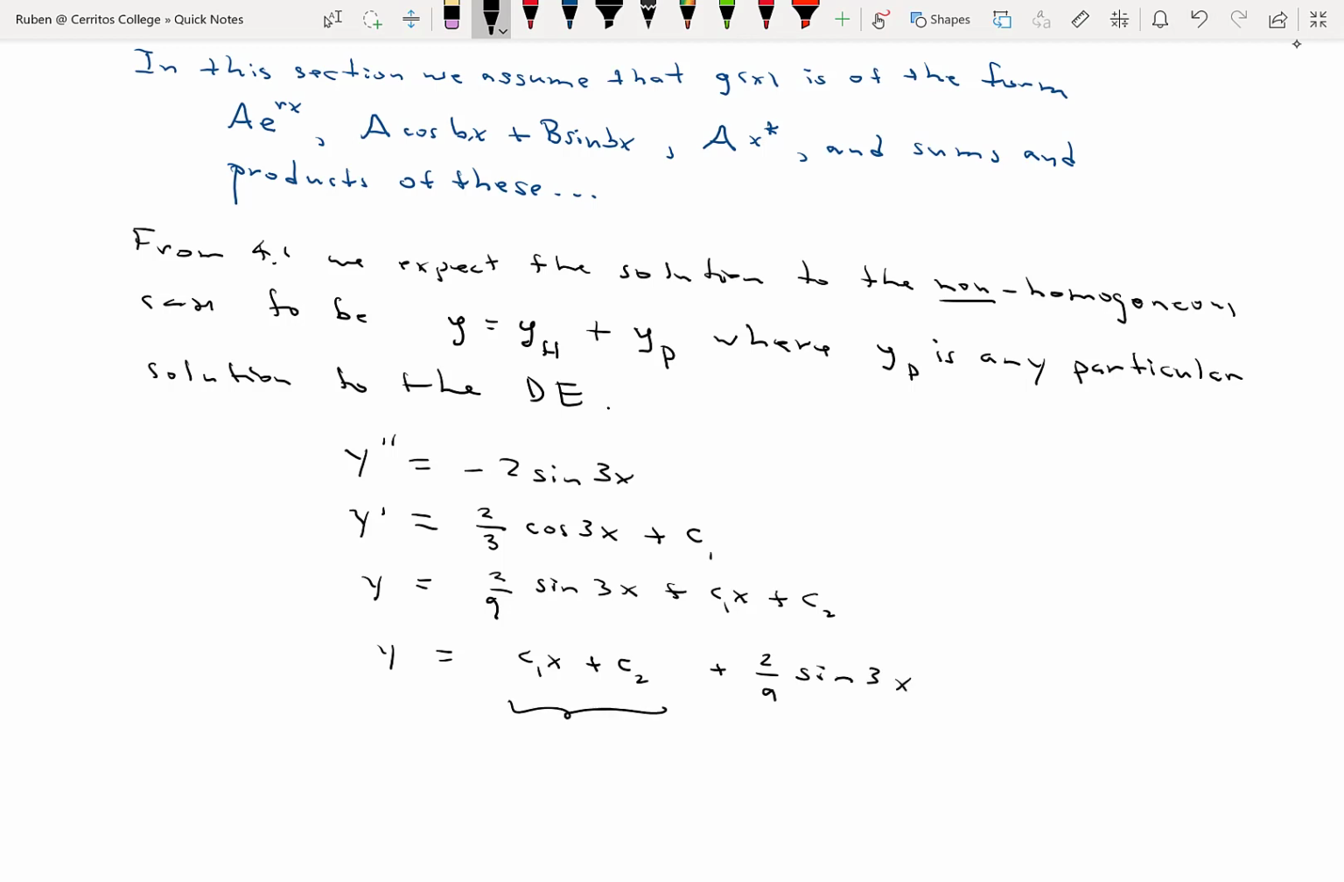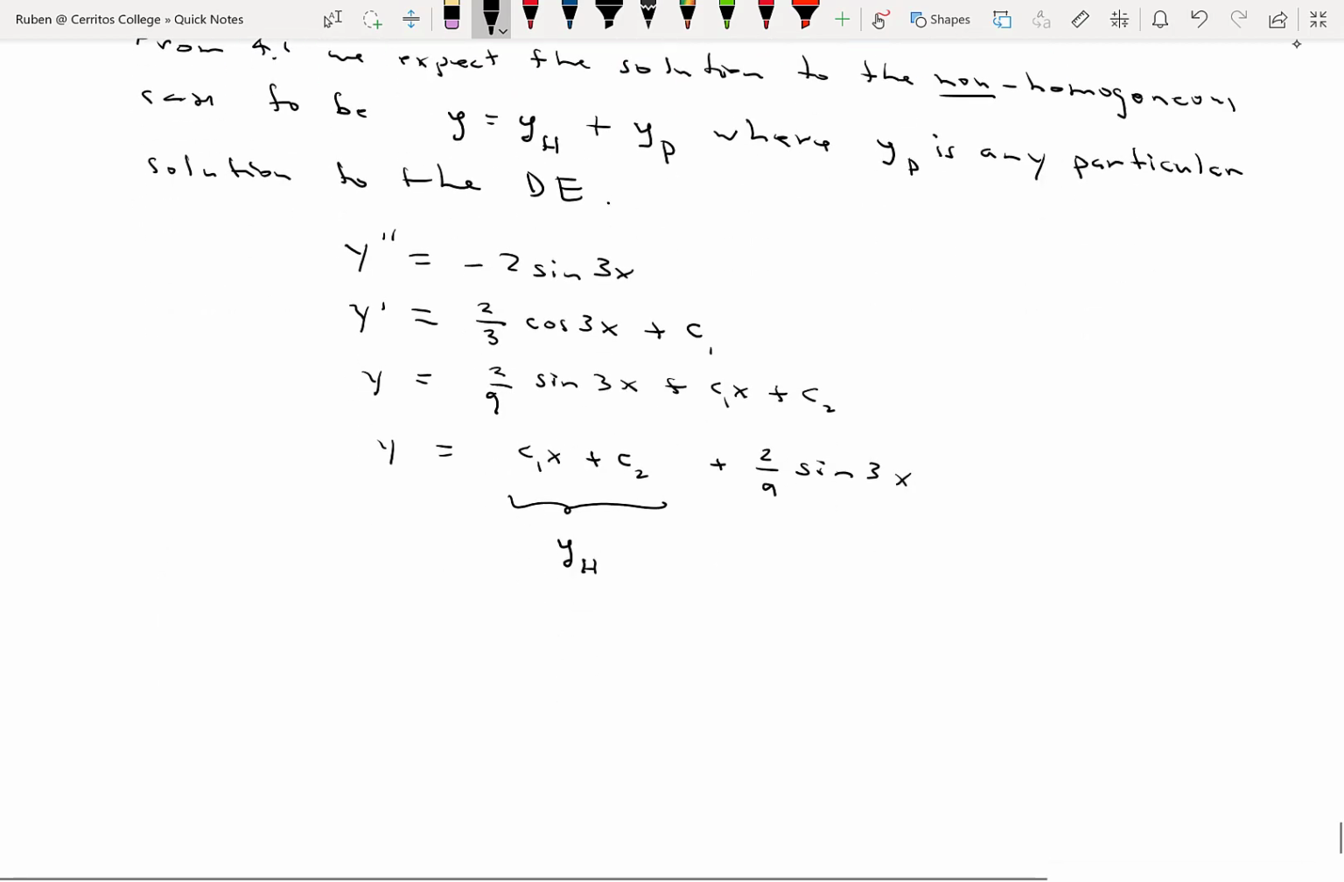That first portion of the solution, that's exactly the solution to the homogeneous case. There's a really quick verification of that. The homogeneous case would be y double prime equals 0. You integrate once, you get your constant of integration. You integrate again, you get c1x plus c2. So that's just to reiterate that those first two terms form the solution to the homogeneous case.